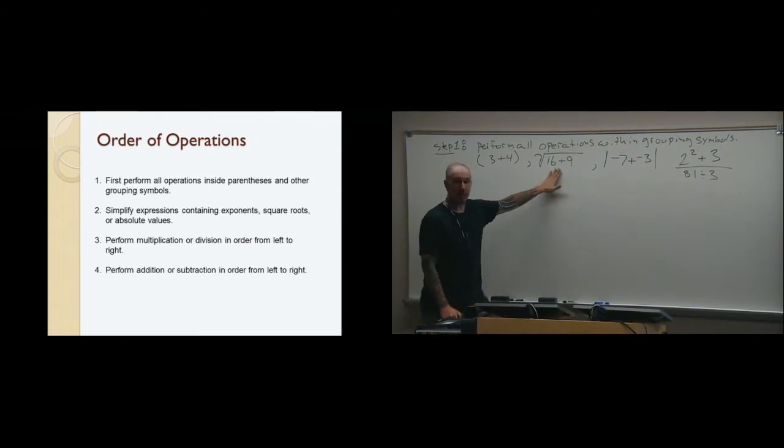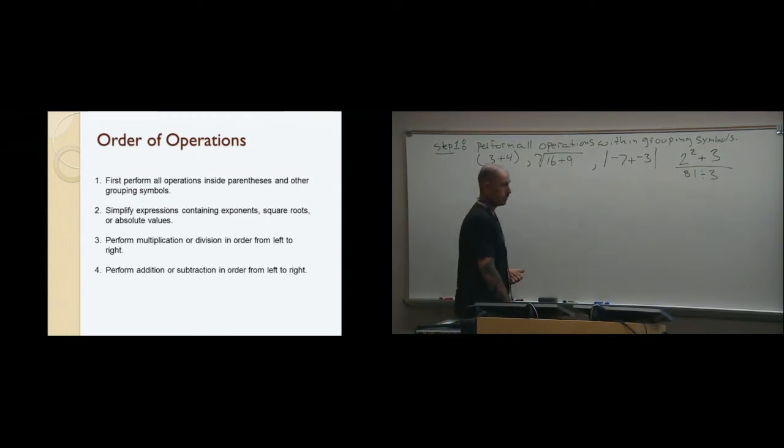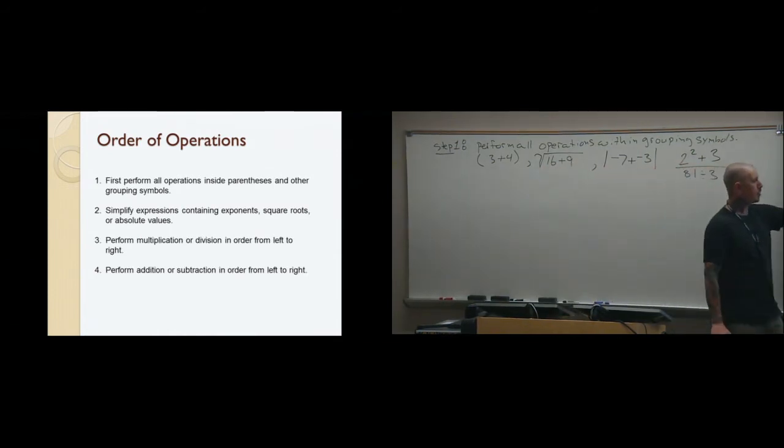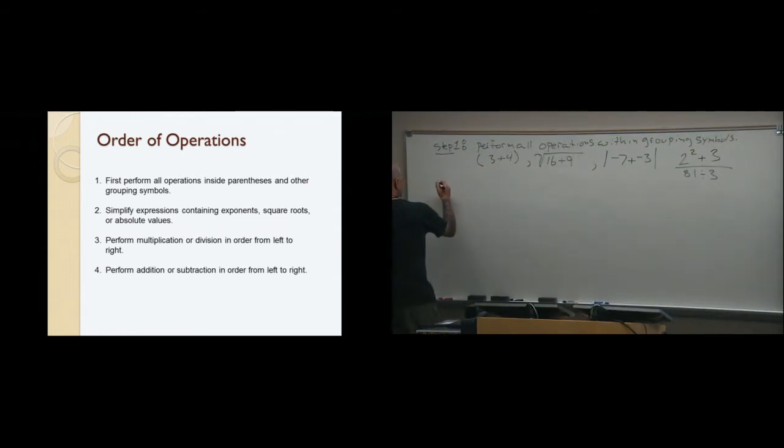Notice I didn't say we were going to evaluate that root. In the first step, you don't evaluate anything. You just perform the operations that are contained within the grouping symbols. It's in step 2 that we're going to evaluate the exponents, the square roots, and the absolute values. So step 2.